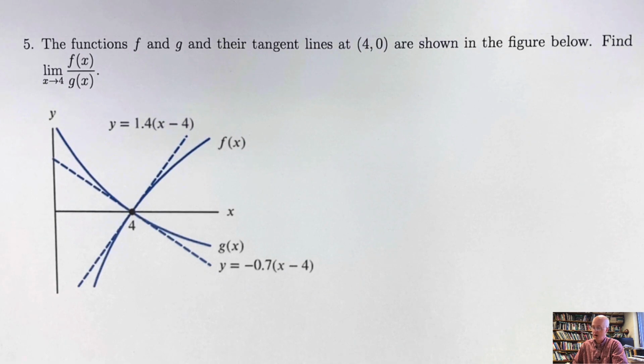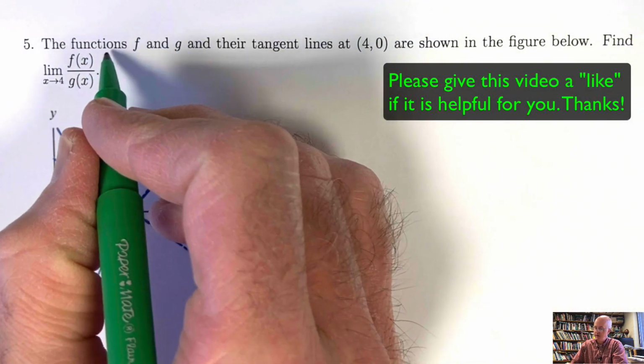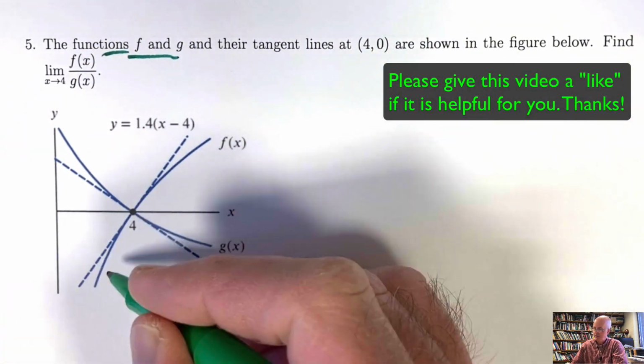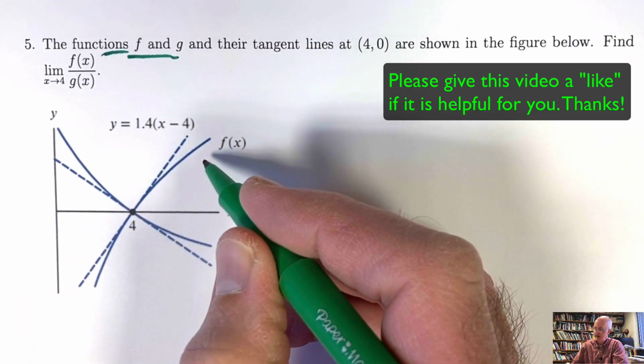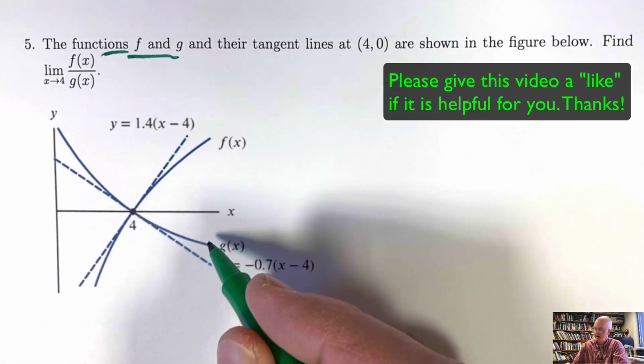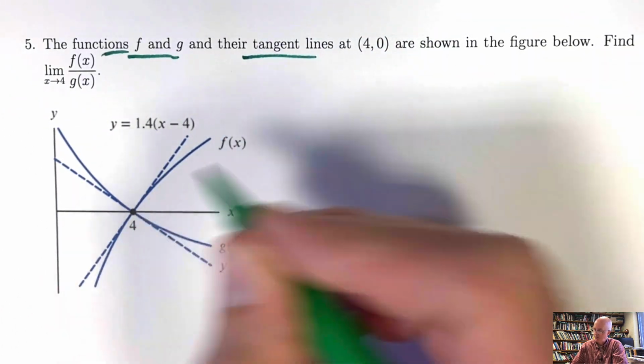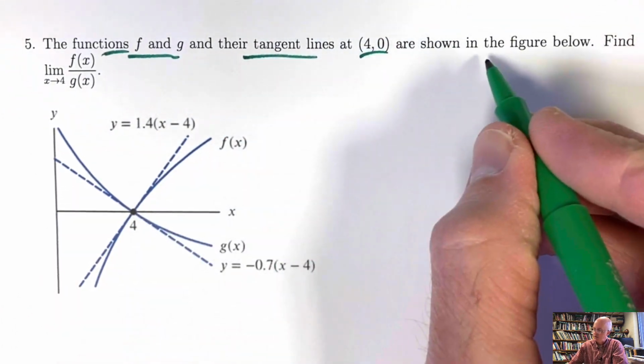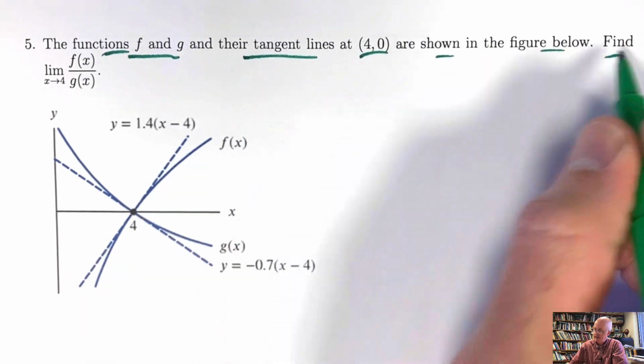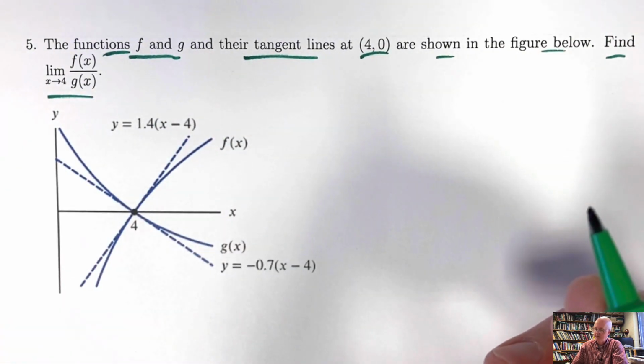Number 5 is our promised graphical problem. We've got two functions, f and g, given with these graphs. This is an increasing, concave down function for f, and a decreasing, concave up function for g. And we also see their tangent lines at the point (4, 0). They're shown in the figure below. Find the limit as x goes to 4 of f of x divided by g of x.